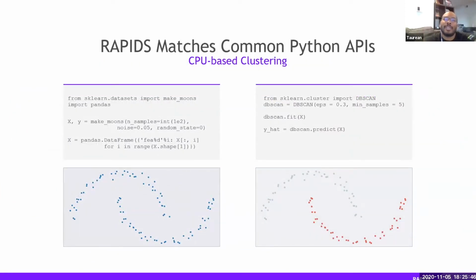So here we have the fun make_moons CPU example, right? We're going to do some DBSCAN on make_moons, and it's going to make the moons, right? You import pandas, you make a data frame from the data, you import scikit-learn, you run the DBSCAN, and it predicts, and hey, look, this is what it comes out with, right?